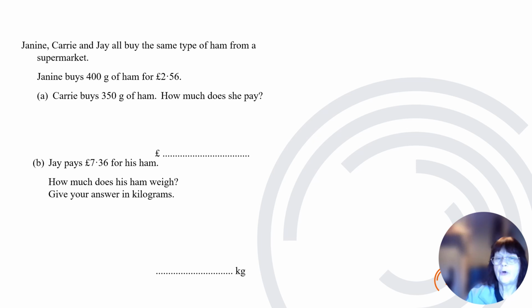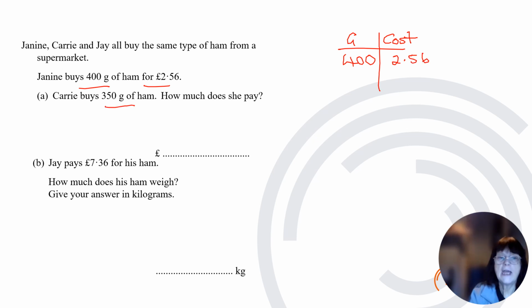Okay, how did you get on? Let's have a look. So we've got grams and we've got cost. What we know is 400 grams costs £2.56. But Carrie wants to buy 350 grams. So we divide by the number across above and we multiply across, and it should give me £2.24. So well done if you got £2.24.